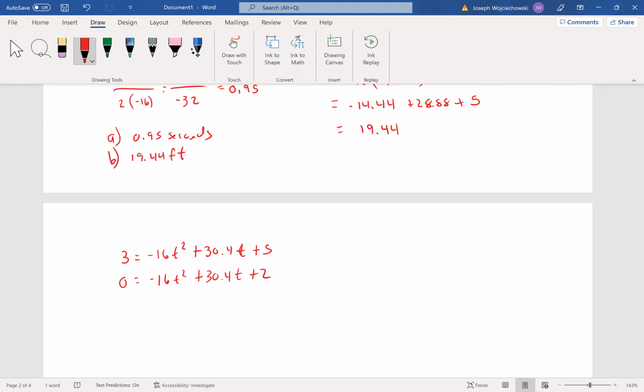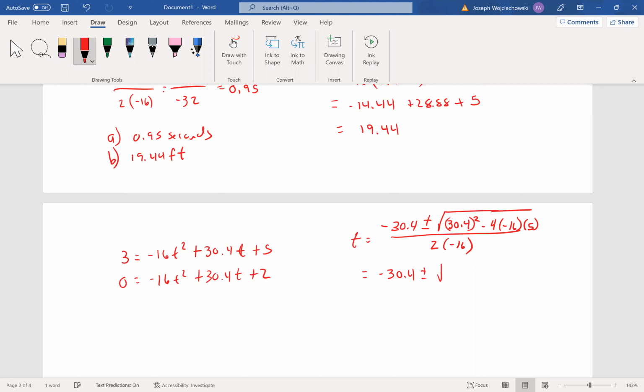Then we can use our quadratic formula. t equals negative b, negative 30.4, plus or minus the square root of 30.4 squared minus 4 times negative 16 times 5, over 2 times negative 16. Okay, so doing a little math here.